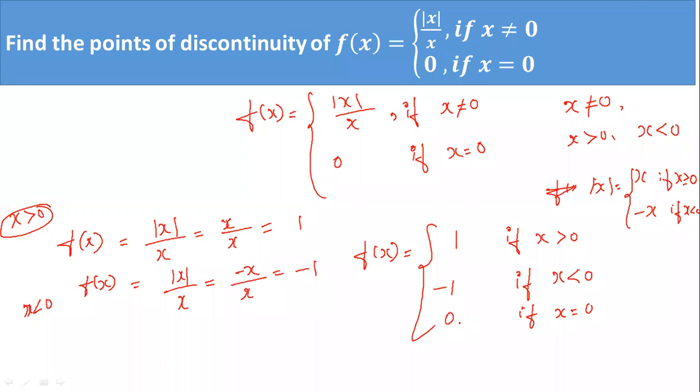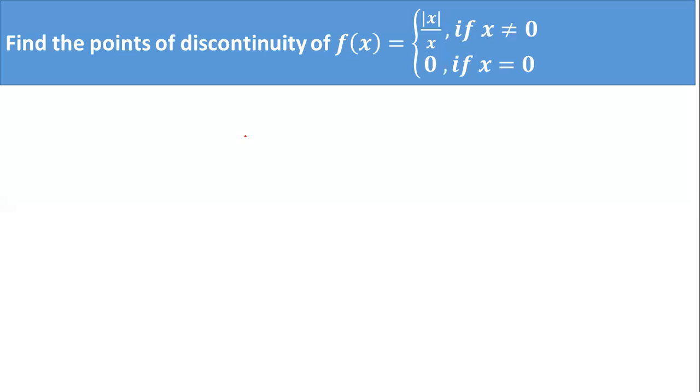Yes, so now your function has 3 steps. So how many cases you have to check, students? 3 cases. Which are those 3 cases? x greater than 0, x less than 0 and x equal to 0. Okay, so we'll write these. f of x is equal to 1 if x is greater than 0, minus 1 if x is less than 0, and 0 if x is equal to 0.